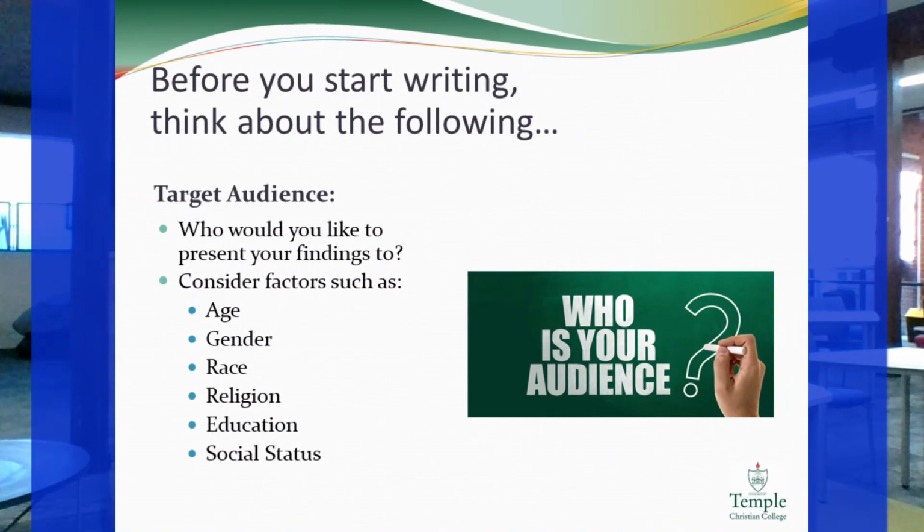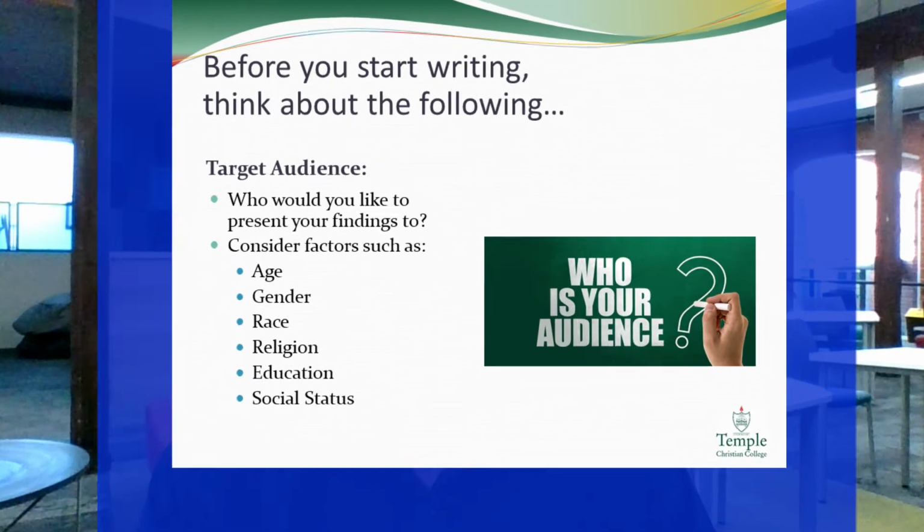Before you start writing, think about who your audience is. Things like age, gender, race, religion, education, or social status. Your outcome is written for an audience. So if your audience is a group of academic professors, it needs to be written in a format that they would normally read. If your audience is teenagers, it needs to be in a format and a style that teenagers would normally look at and read. So audience is important. Get that right first.